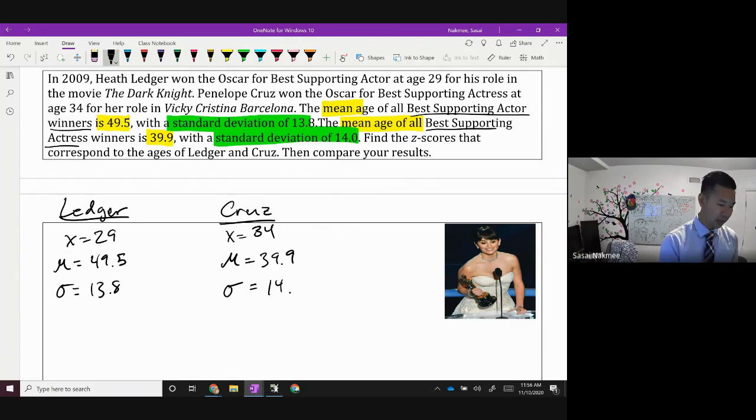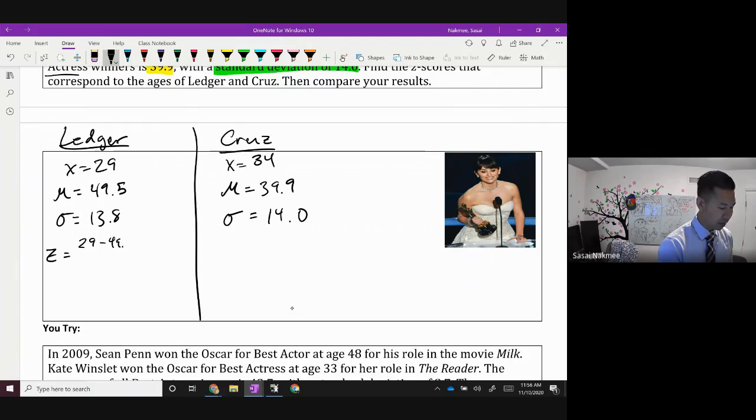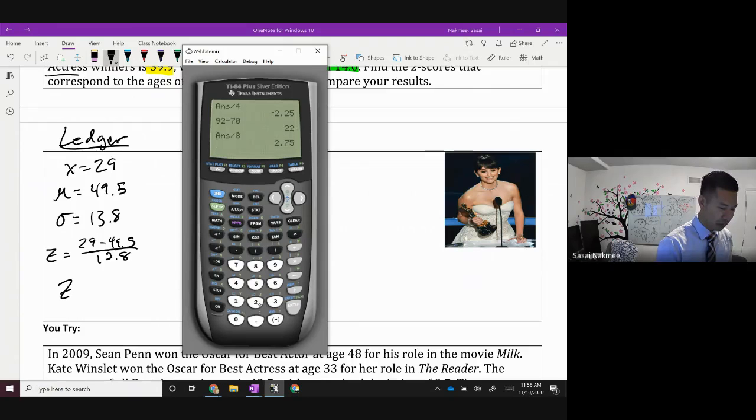So all I'm saying is, if I were to calculate the z-scores between the two, I would just use these different values for each, because one is for males and one is for females. The z-score for Heath Ledger for his age when he won best supporting actor is 29 minus 49.5 divided by 13.8, which gives a negative number, which means he was below the average age of people who win best supporting actor. You can see it with the 29 and the 49. He's about 20 years younger than the average age of the person who won it. But how many standard deviations away is that? That's actually not that many, given the standard deviation of 13.8.